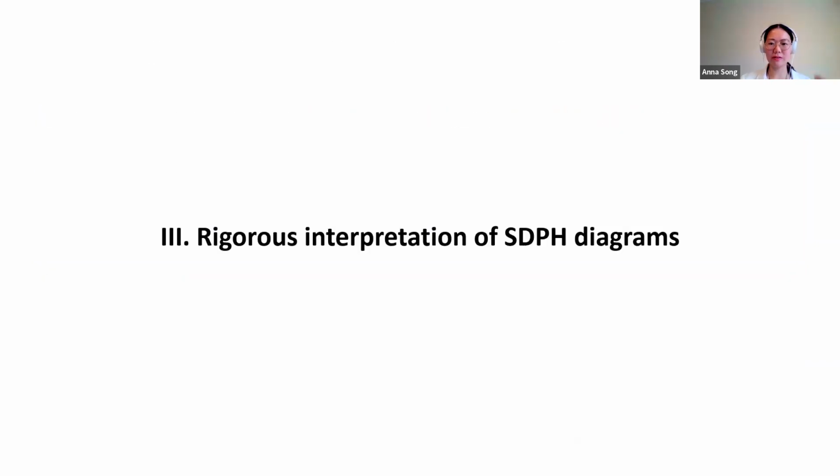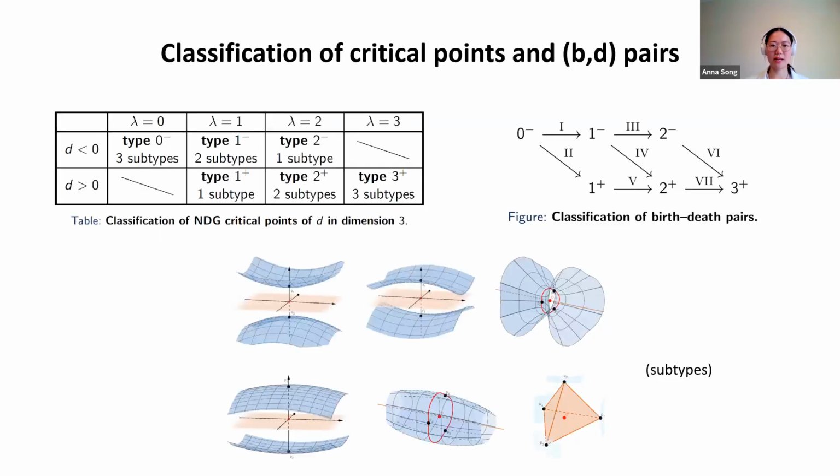So coming back to part 3, which is about how we can now use the generalized Morse theory to interpret SDPH diagrams. The first thing we do is to classify the critical points depending on their generalized Morse index lambda, as well as the sign of the signed distance d, which means whether you are located inside or outside. So we are able to identify 6 types of critical points, and among them 12 subtypes of critical points.